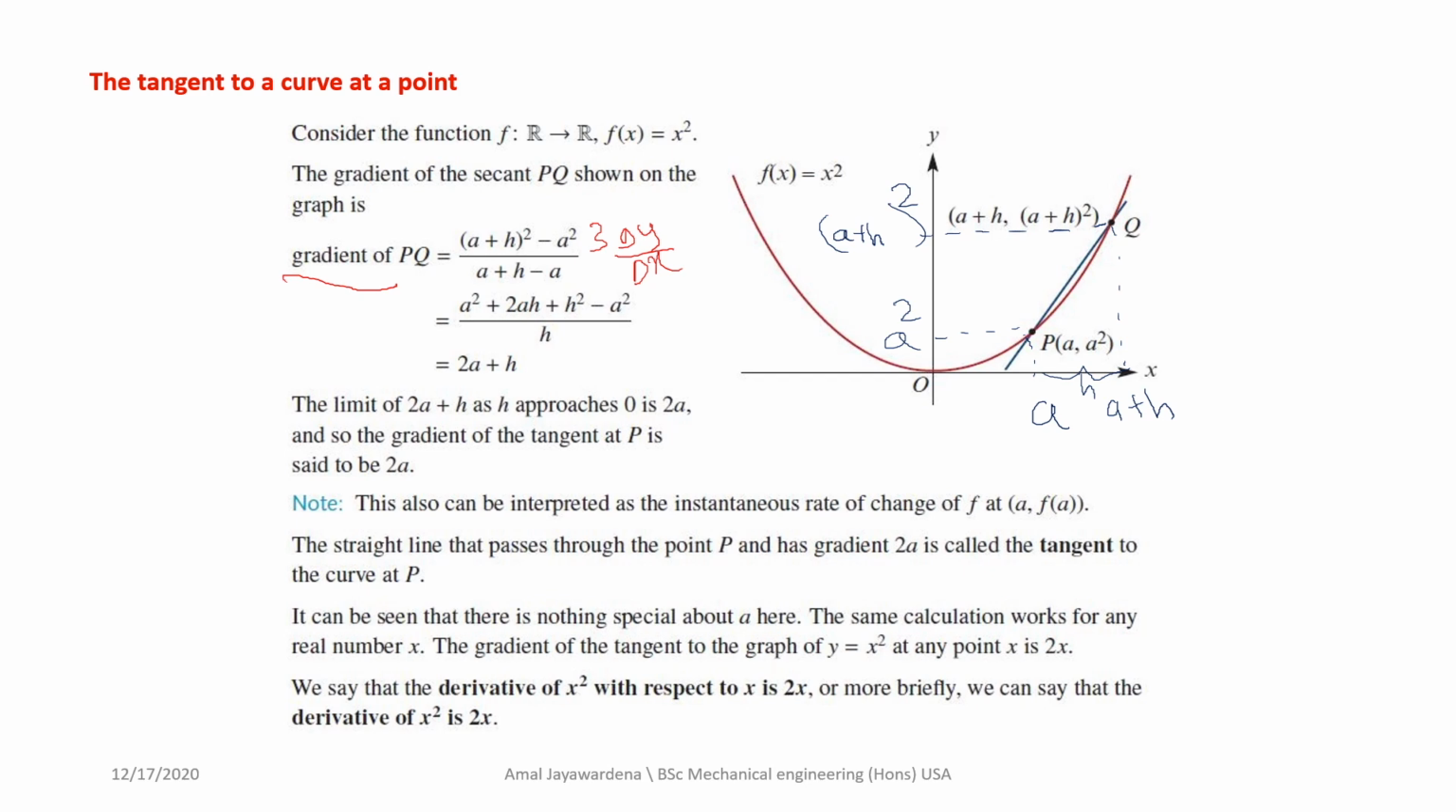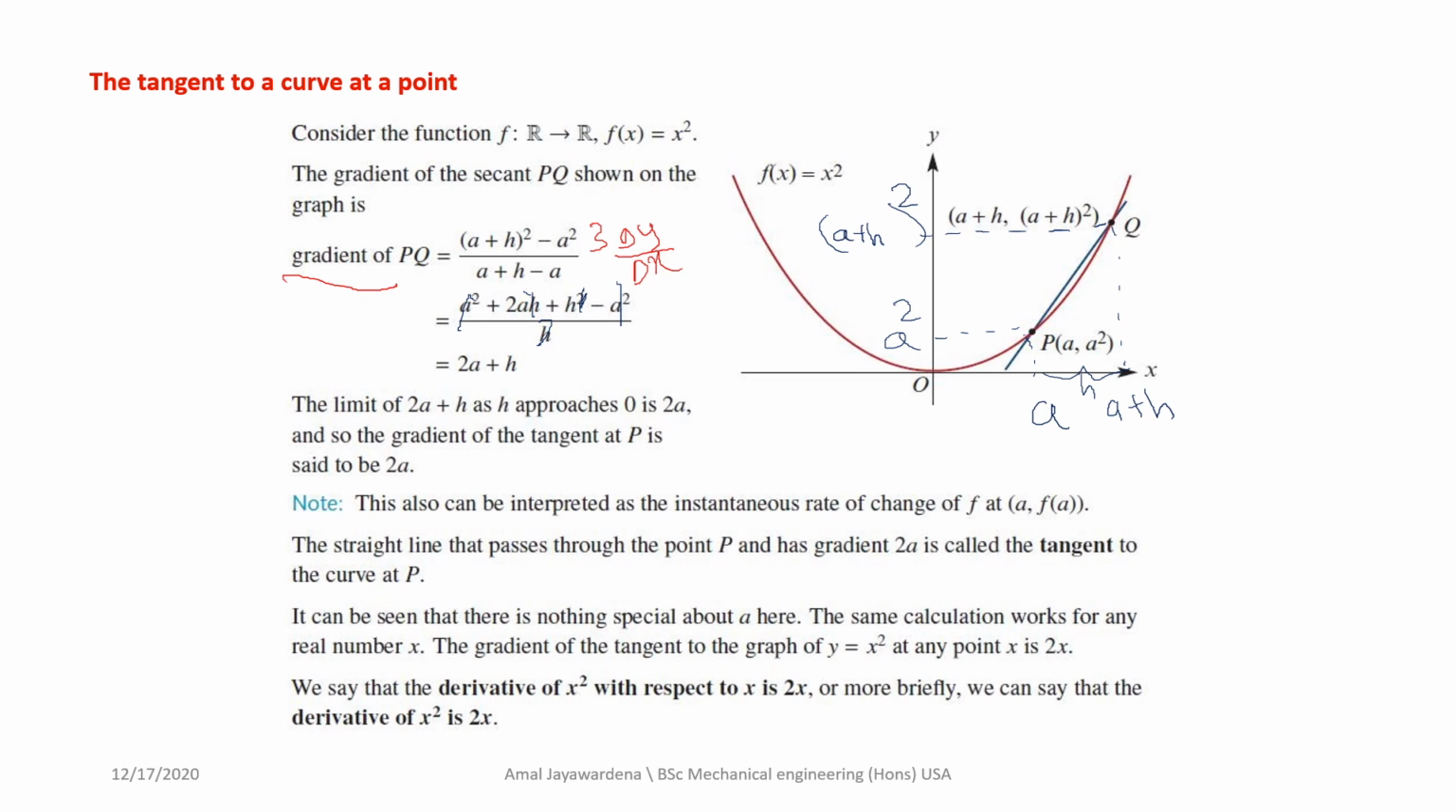So we can do that. Here the positive a squared and the negative a squared cancel out, and so this is going to be 2a plus h. One h of this also cancels out, so these two cancel out for this. It's 2h. Okay, so the gradient of the line PQ is 2a plus h.